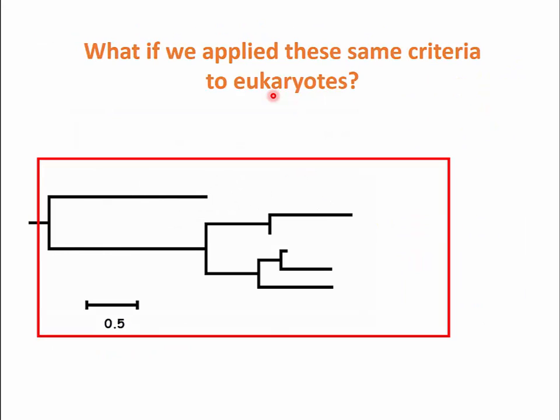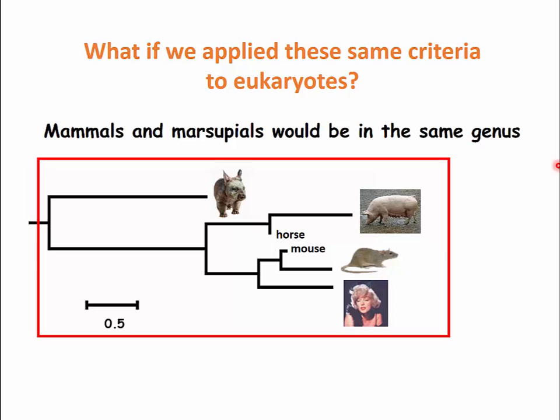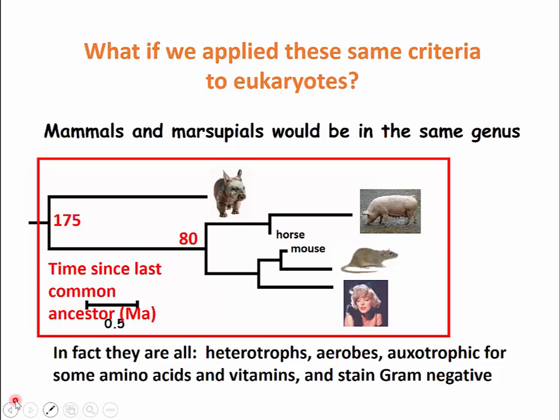So what if we apply the same criteria to eukaryotes? Well, this is a wombat, a pig, horse, mouse, rat, human, and they would all be in the same genus. So the mammals and the marsupials would all be classified together if they were prokaryotes. They have about the same amount of genetic difference as we find in a genus of prokaryotes. And in fact, if they were prokaryotes, they're all heterotrophs, aerobes, they're auxotrophic for amino acids and vitamins, and they stain gram-negative. So if we use the same criteria that we use to group prokaryotes, they fit perfectly as a nice bacterial genus. And to make it sweeter, they're about 175 million years old.